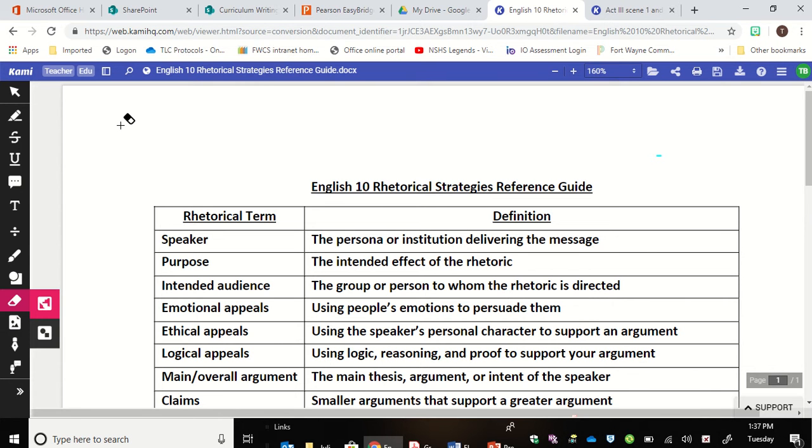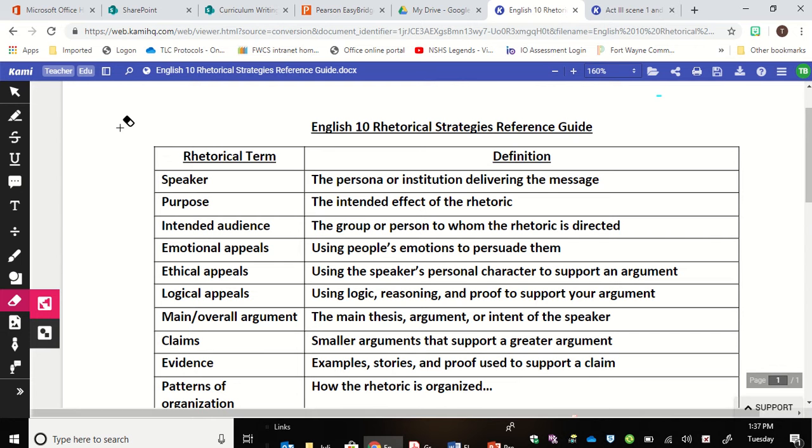All right, in today's lesson, I'm going to address a few of the rhetorical strategies that are going to recur throughout English 10, but are specific to Act 3, Scene 2 of Julius Caesar. First and foremost, one of the things you need to consider as you're evaluating both Marcus Brutus and Mark Antony's speech is the speaker and their purpose and their intended audience. And these three right here have a great impact on the type of message that is being delivered.